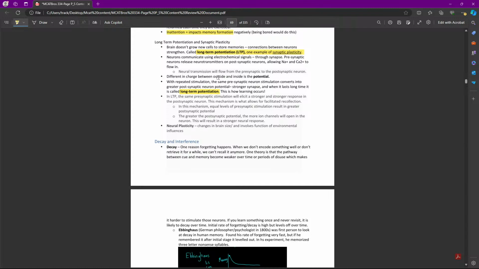In long-term potentiation, the same presynaptic stimulation will elicit a stronger and stronger response in the postsynaptic neuron. This mechanism is what allows for facilitated recollection. In this mechanism, equal levels of presynaptic stimulation result in a greater postsynaptic potential. The greater the postsynaptic potential, the more ion channels will open in the neuron, resulting in a stronger neural response. Neuroplasticity is the change in the brain, involving functional and environmental influence. Okay, so like babies developing.